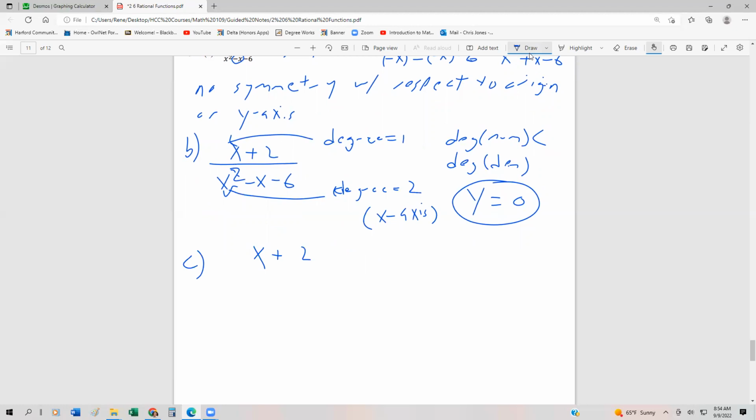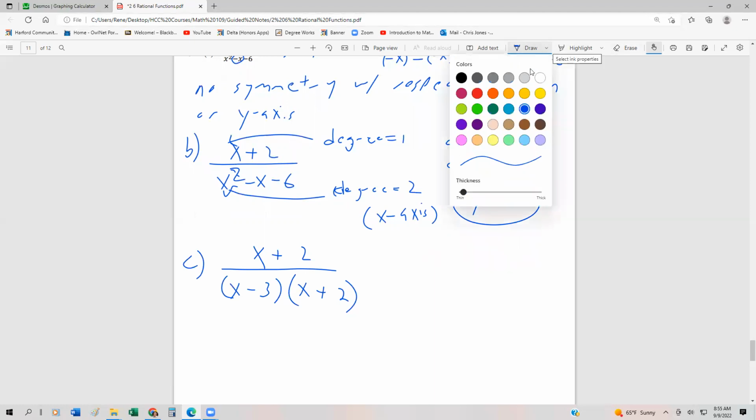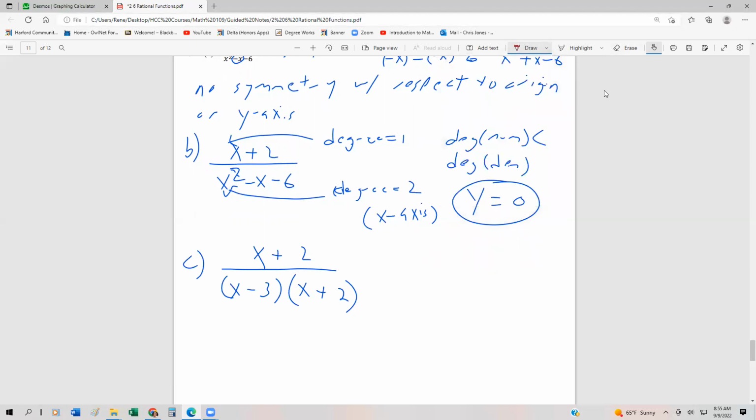That means we have to factor. The numerator is going to be prime. For the denominator, we just need to find 2 numbers that multiply to be -6 but add up to be -1. I think 3 and 2 are going to work really nicely. And to get a negative, we should have -3 and +2. Now, I want you to notice that we have a common factor of x + 2.